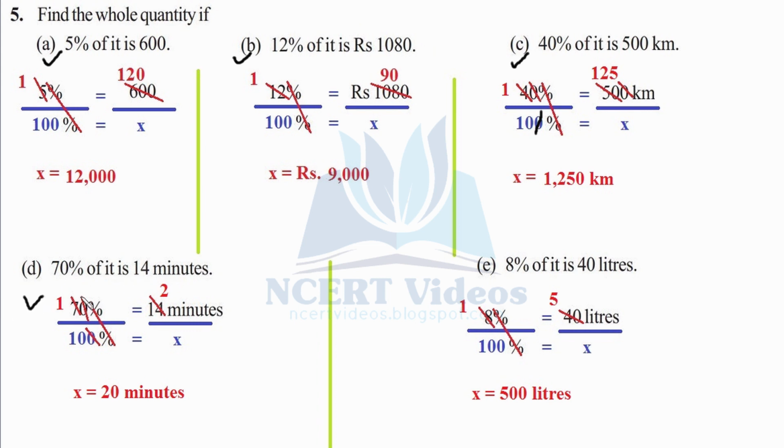That's your D. E. 8% of complete number is 40 liters. So let's consider that complete number as x. So 8% is equal to 40 liters. 100% will be what? Percent cancel. 1 8 is a 8, 5 8 is a 40. Fix 2 zeros to 500 because we are cross multiplying. Here x into 1 is x equals 5 into 100 is 500 liters. It means 8% of 500 liters is 40 liters. So that is your E of your question number 5.